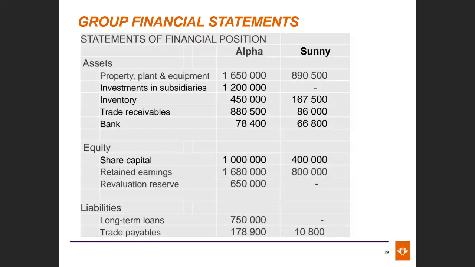So if you go back to the statement of financial position, this shows Alpha as a company, all of the figures, and this one shows Sunny. Alpha has an investment in subsidiary Sunny of 1.2 million. That is going to be set off against the equity in Sunny of 400,000 share capital and retained earnings of 800,000. So let's have a look now at the actual pro forma journal entry.